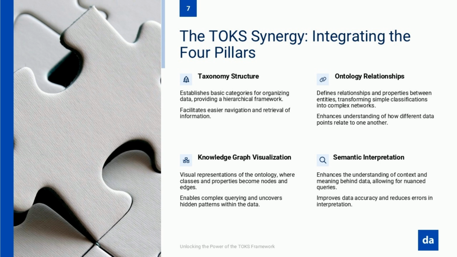The integration of these four pillars allows researchers to ask complex questions that traverse multiple relationships. For instance, they could query, what compounds similar to drug X have shown efficacy against targets associated with disease Y, but have not yet been tested for disease Z? This type of multifaceted query, combining structural organization, relationship mapping, and semantic understanding, would be extremely difficult without an integrated TOKS system. The synergy between these pillars significantly improves data quality and analysis accuracy.